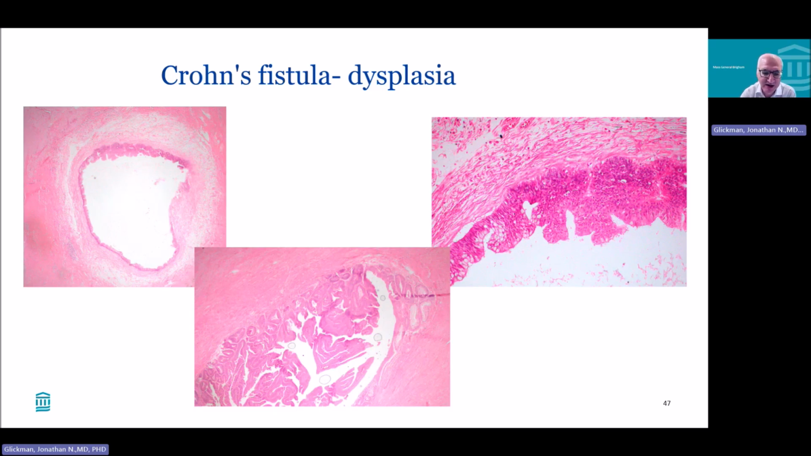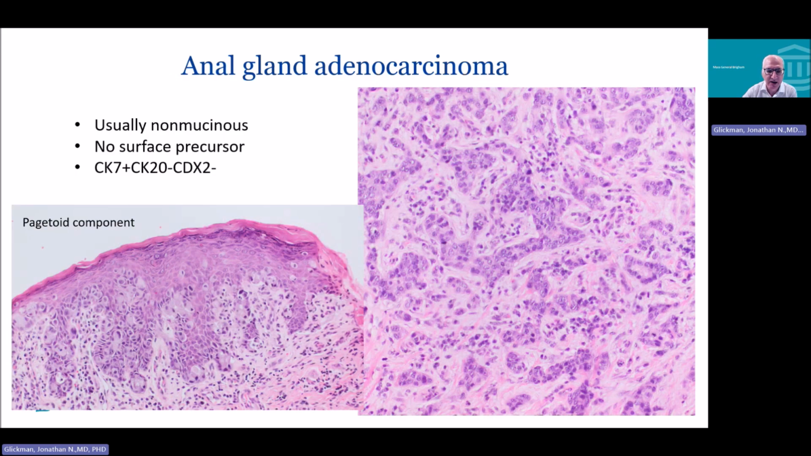So these are some examples of glandular dysplasia occurring within the fistula. This is often not readily seen on biopsy material, but in these resections, we were able to find some dysplastic epithelium. So the history of Crohn's obviously is very important to make this connection.